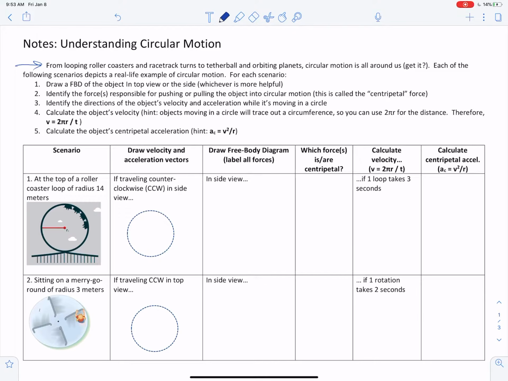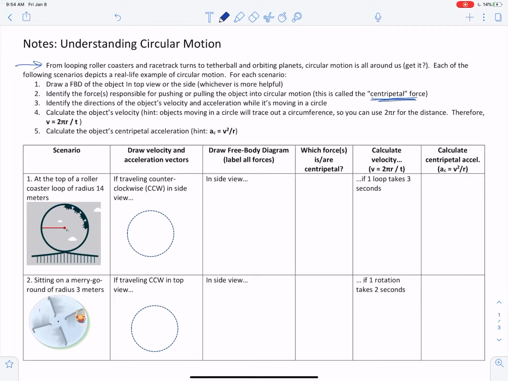First, draw a free body diagram of the object in top view or the side, whichever is more helpful. Number 2, identify the force or forces responsible for pushing or pulling the object into circular motion. This is called the centripetal force. As a reminder, centripetal means pointing towards the center of the circle.